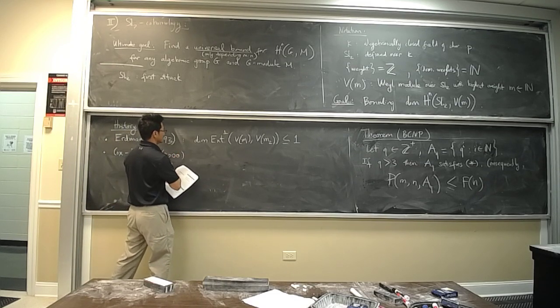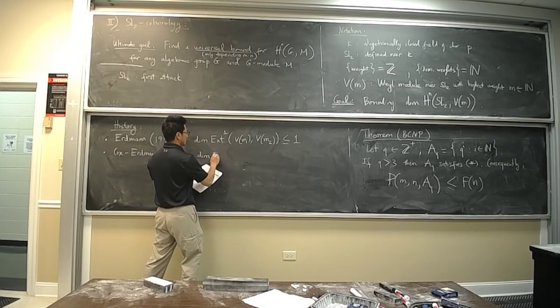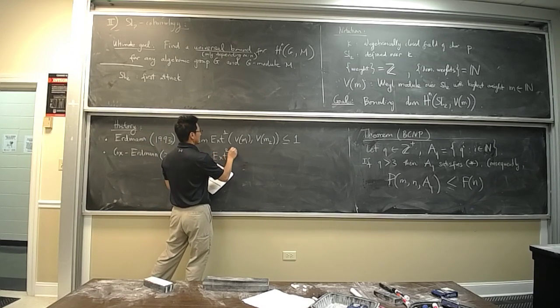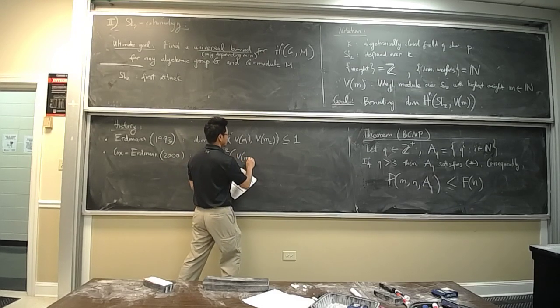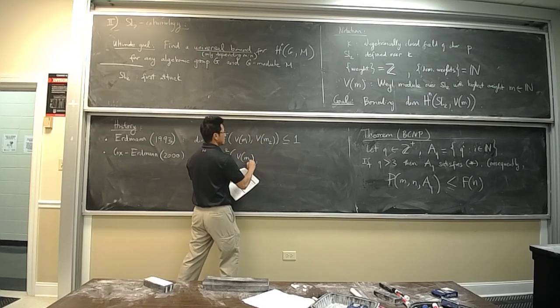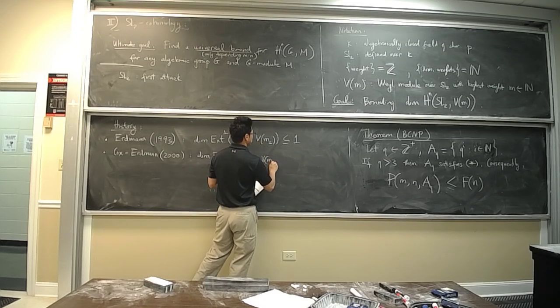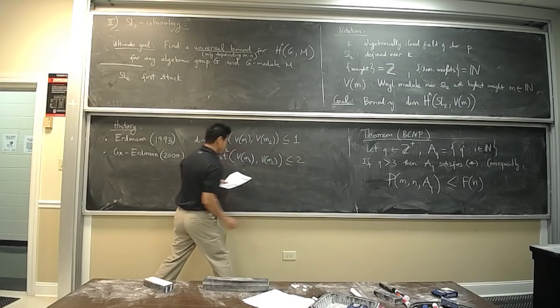And a few years later, she and Cox in 2000 showed that the degree 2 extension of the Weyl module, here m1 and m2 are arbitrary integers, is less than 2.